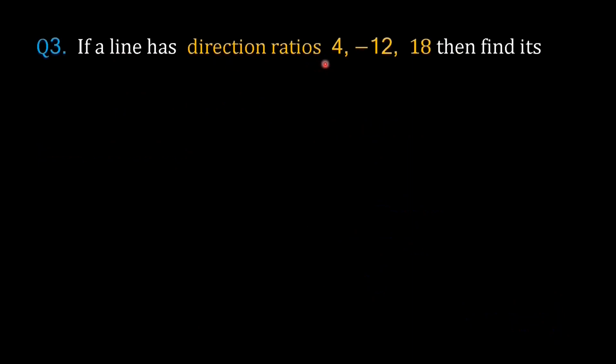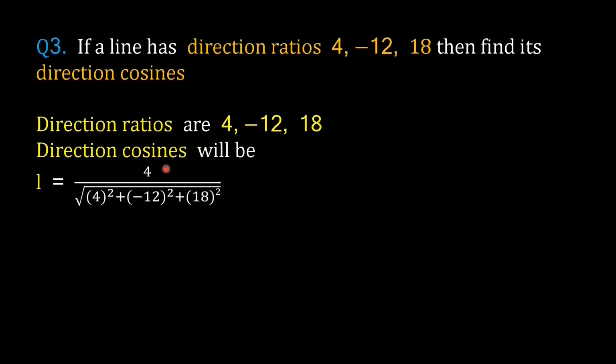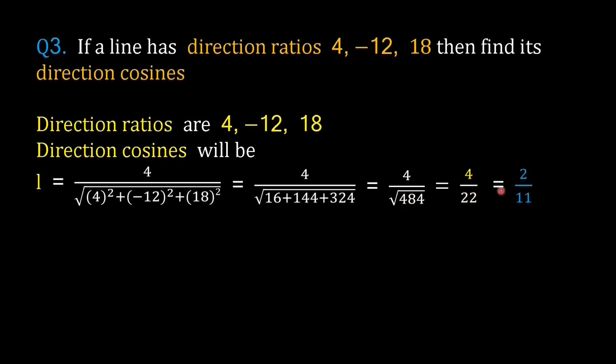Question number 3 is, if a line has direction ratios 4, minus 12, 18, then find its direction cosines. The direction ratios are 4, minus 12, 18. Therefore, its direction cosines will be l equals 4 by square root of 4 squared plus minus 12 squared plus 18 squared, which will be 4 by square root of 16 plus 144 plus 324, which will be 4 by square root of 484. That will be 4 by 22. That is 2 by 11. So l will be 2 by 11.